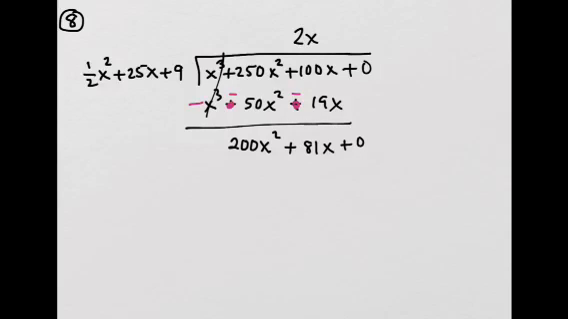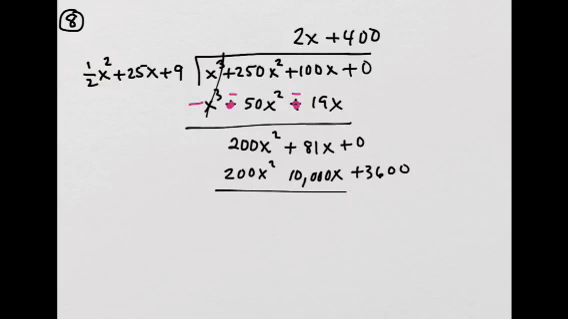And so 1/2 x squared times something has to give me 200x squared. Well, when you divide 200 by a half, not by 2 but by a half, you get 400. So what I'm going to put here is 400, because 400 times 1/2 is 200. And so I'm going to multiply that and I get 200x squared. 400 times 25, that's going to give me, let's see, 10,000. And then 400 times 9 gives me 3,600.